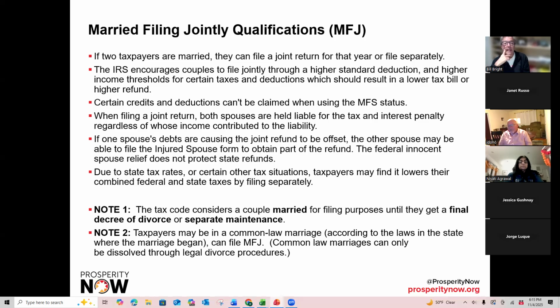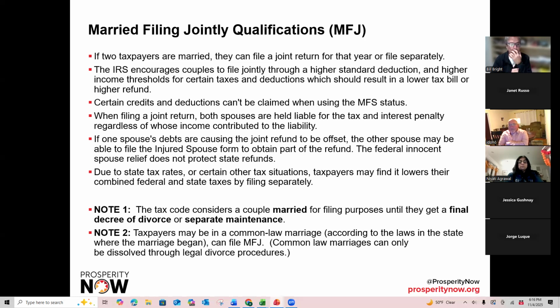Due to state tax rates or other tax situations, they may find it lowers their combined federal and state taxes to file separately. We have one married couple in particular that comes to us every year. Again, these are exceptions, and when you think about it, it kind of makes sense. He is currently collecting Social Security. That's all he has. She is currently working and has a fairly robust salary, for lack of a better word. So by her filing separate, although her tax rate goes up, none of his Social Security is subject to tax. So on a net basis, they do much, much better.